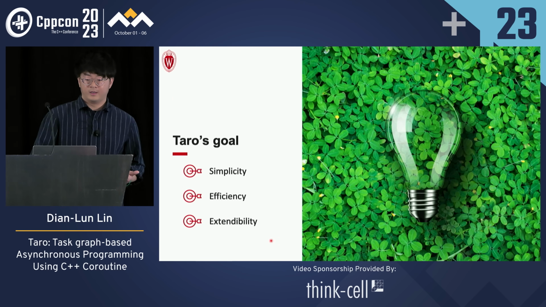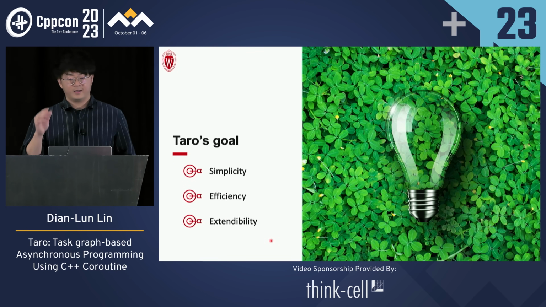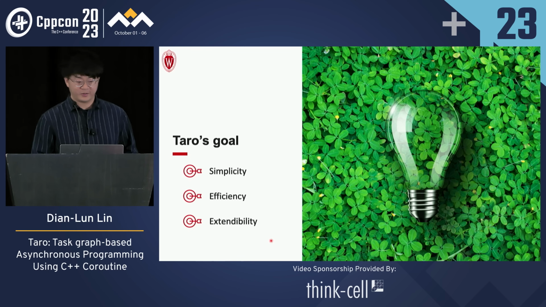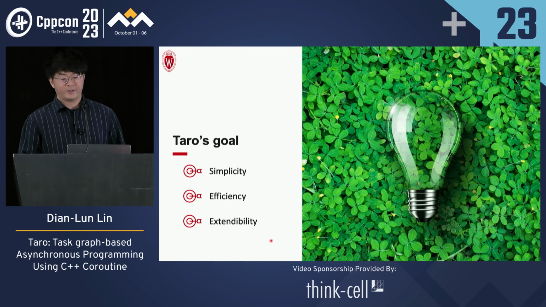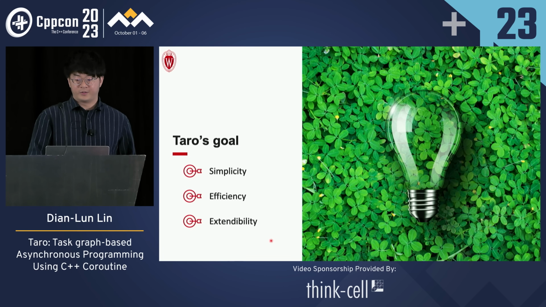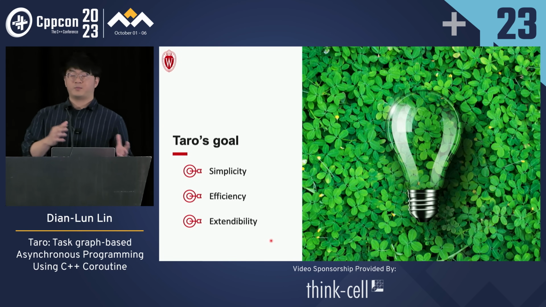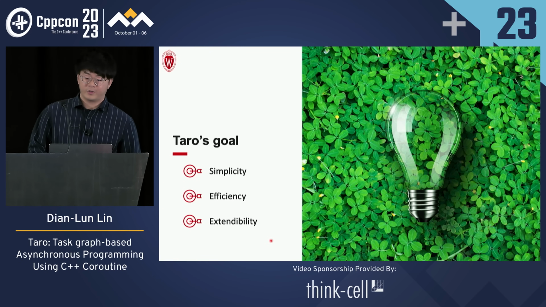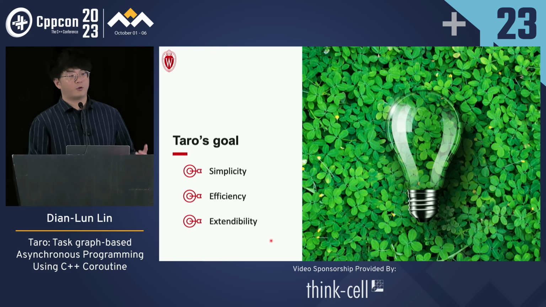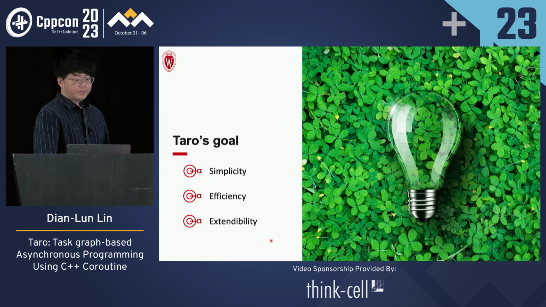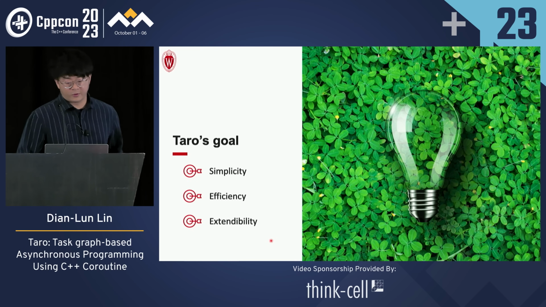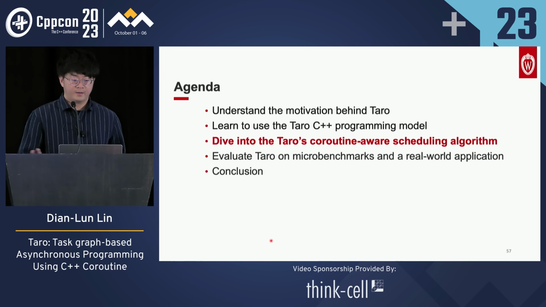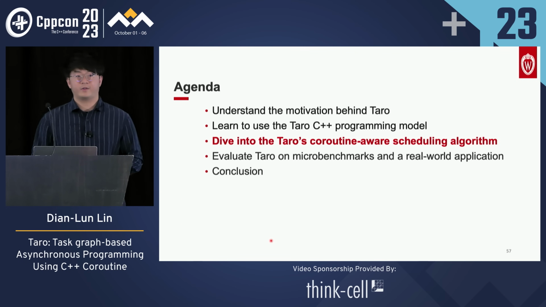And that's one of our goals. We have three goals. The first one is simplicity. We want to let users write code as simply as possible. You don't need to handle promises and futures, which are known to be difficult to program. All you need to do is use the keywords co_await, suspend callback, and suspend polling. Second is efficiency. We have a built-in coroutine-aware scheduling algorithm to support our programming model, which I'll talk about later. And the third one, like I said, is that Taro is easy to extend to support other computer architectures. Before I dive into the algorithm, are there any questions?